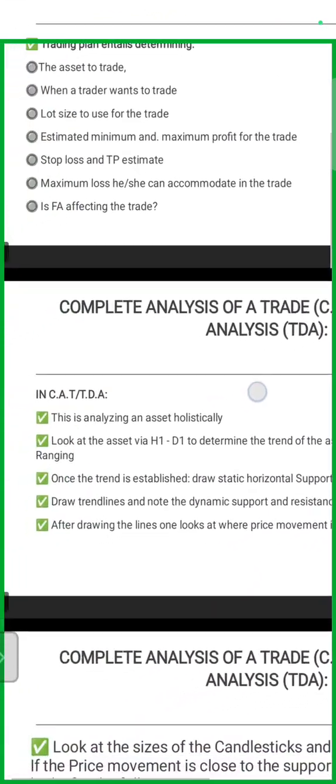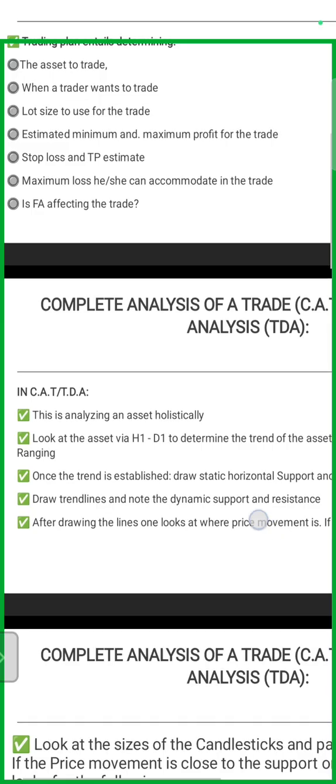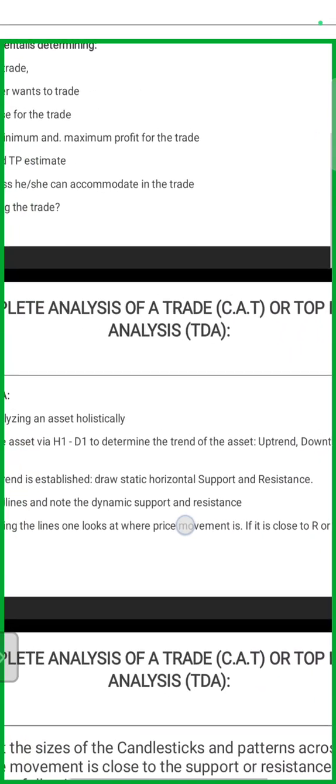So for the top-down analysis, like we said, it is analyzing an asset holistically. You are starting from the monthly time frame, then you come to the 4 hour, you come to 1 hour, you come to 30 minutes, 15 minutes, 5 minutes, and then 1 minute. So that's how you do that. So you look at the asset via H1 to D1 to determine the trend. So H1 to D1, that's when you determine the trend.